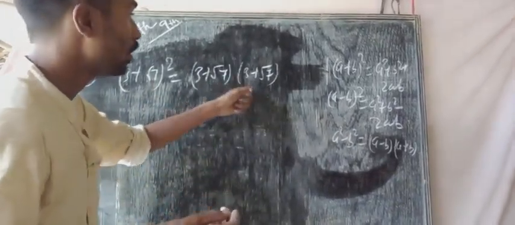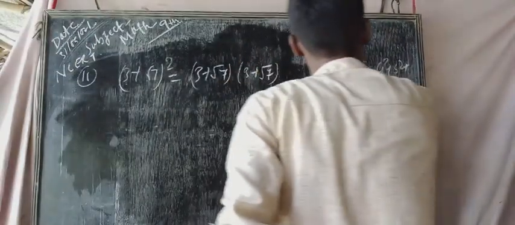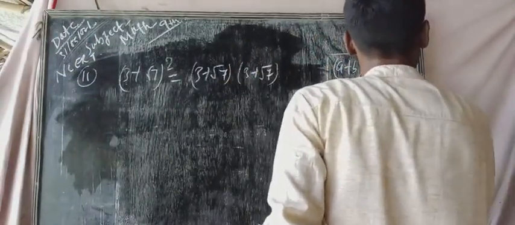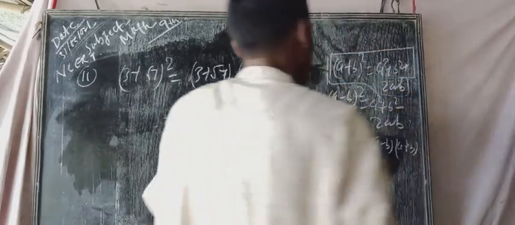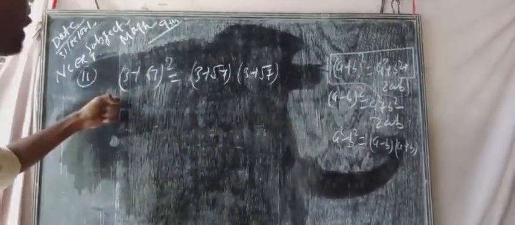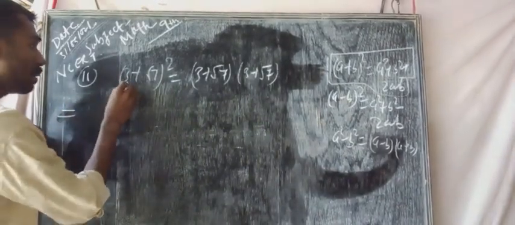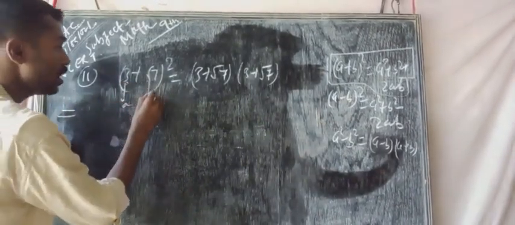So (3 plus root 7) whole square. We can use the algebraic formula, because it is (a plus b) whole square. Similarly, in place of a we have 3 and in place of b we have root 7.